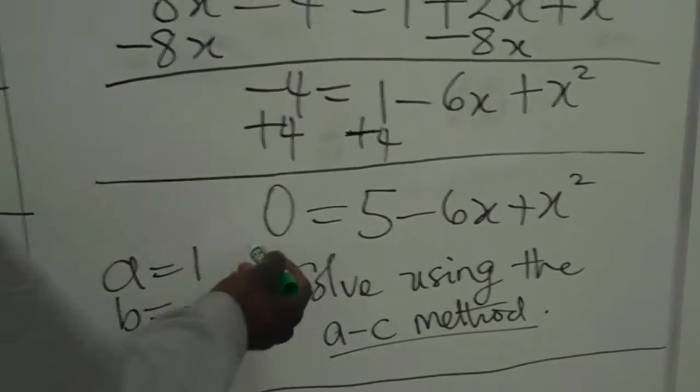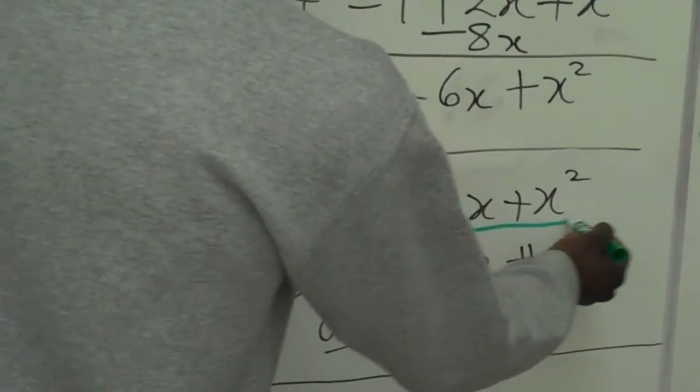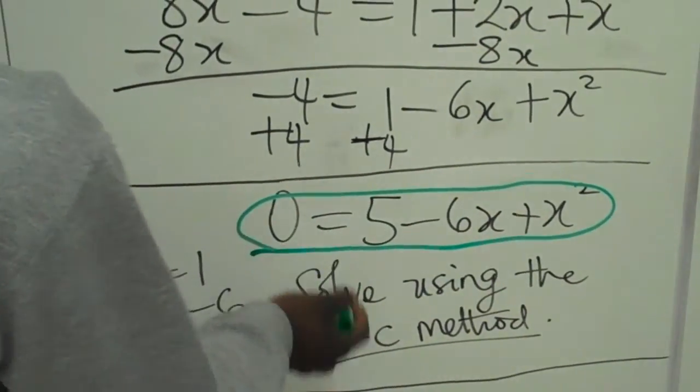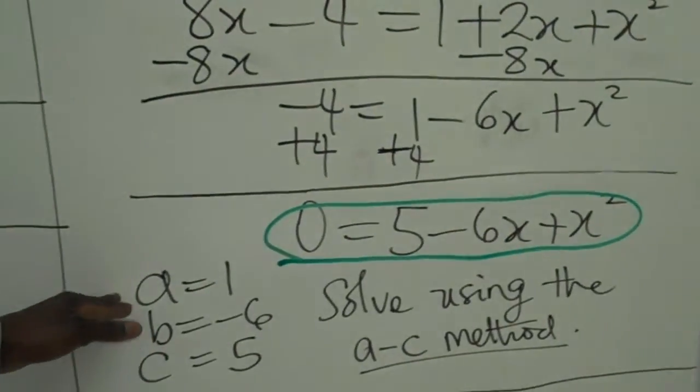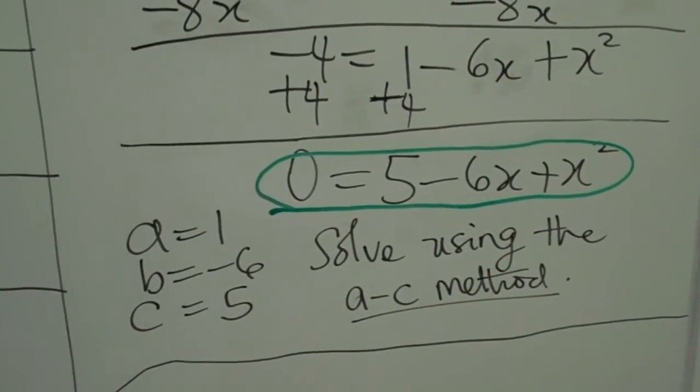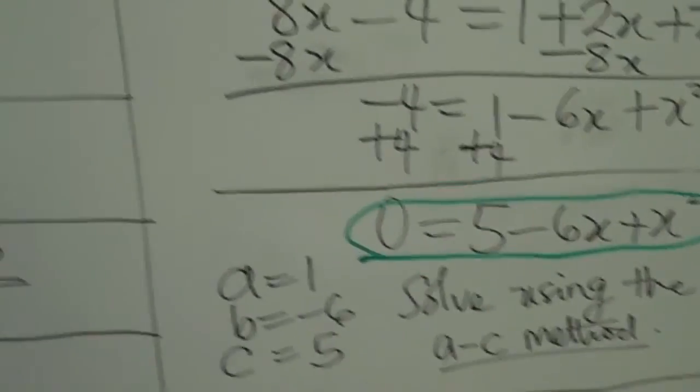I want you to take this and use the AC method and the quadratic formula to solve this. So there will be two different things I want to see. And A is 1, B is minus 6, and C is 5. Try using the quadratic formula and let me know how it goes.